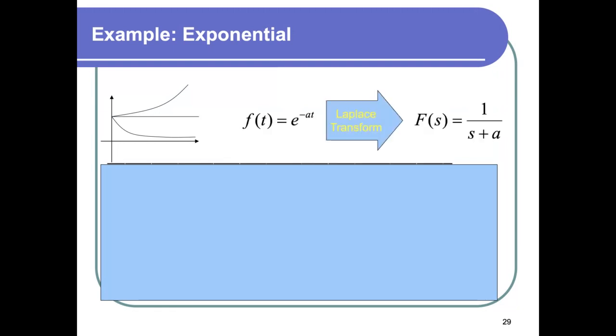Then we have the exponential function, which is e to the power of minus at. Its Laplace transform is basically 1 over s plus a. So again, we will use some properties later on, and we will observe that if you multiply any function by an exponential, then that will constitute a shift in the frequency domain. f of t is simply just a unit step multiplied by e to the power of minus at. The unit step is 1 over s in the frequency domain, so you just add a.